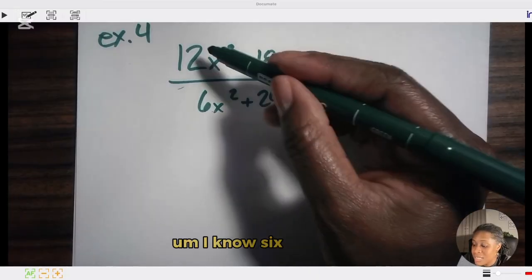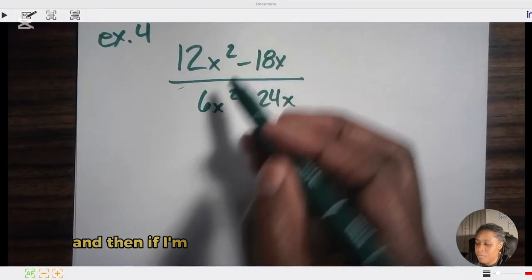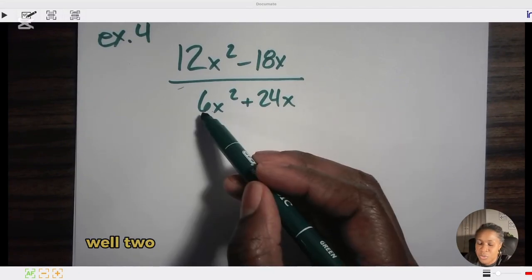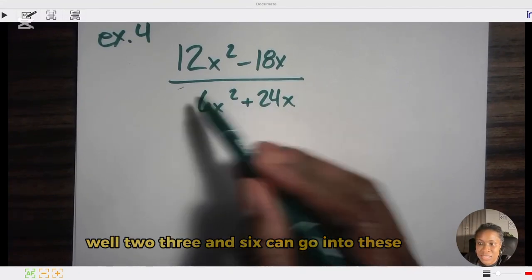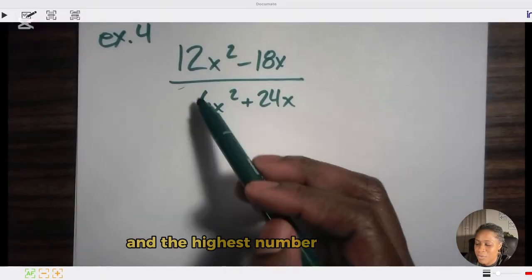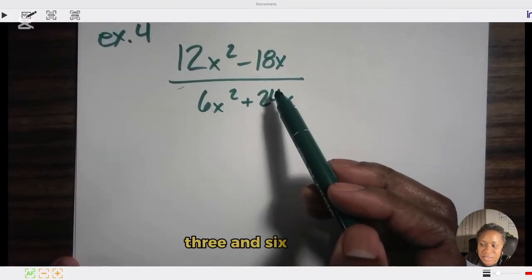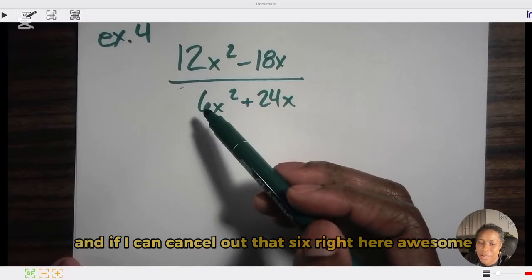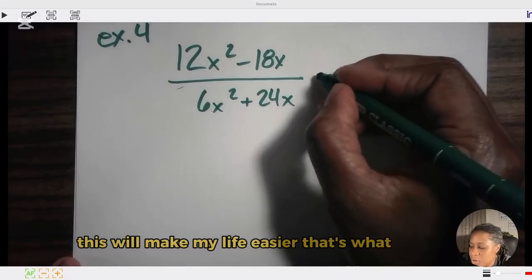I know 6 can as well. And then if I'm looking down here, I have 6 and 24. Well, 2, 3, and 6 can go into these as well. And the highest number of those, 2, 3, and 6, being 6. And if I can cancel out that 6 right here, awesome. This will make my life easier. That's what I'm going to do.